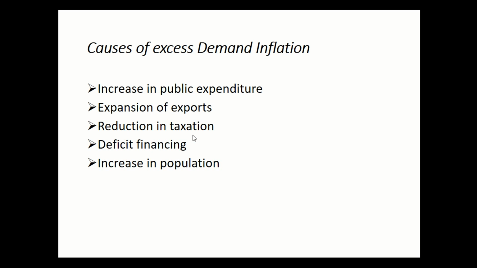Third one, there is reduction in taxation. When there is a reduction in taxation, specifically taxation on the people's income, it will increase the disposable income, or the money the people remain with after paying tax. And this will cause an increase in purchasing power of the people, which causes the price to rise.